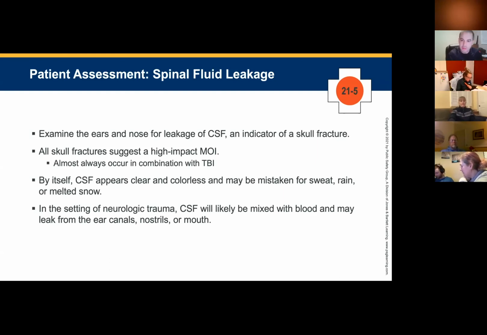The thing too is that we also need to consider what's below the skull. What energy got transferred below the structures of the skull. By itself, the CSF appears clear and colorless and can be mistaken for sweat, rain, or melted snow. In the setting of neurological trauma, we may see it mixed with blood.